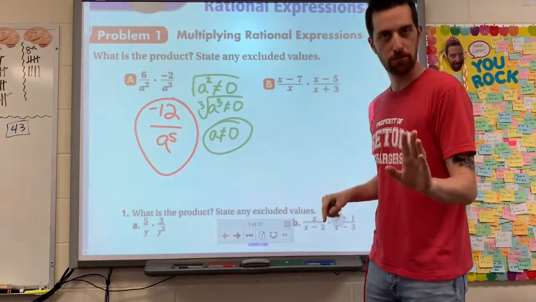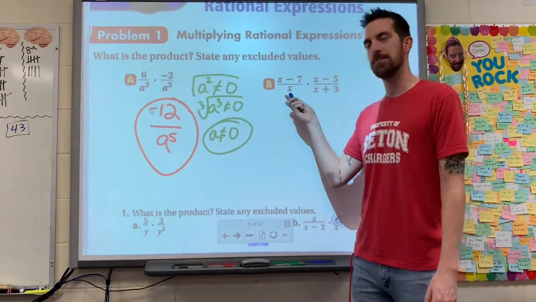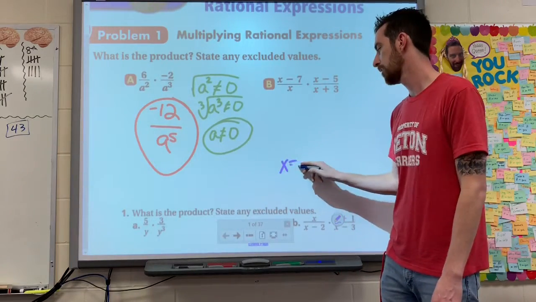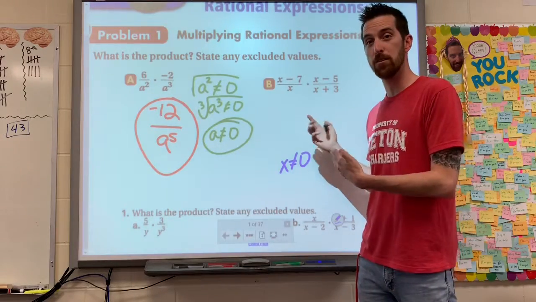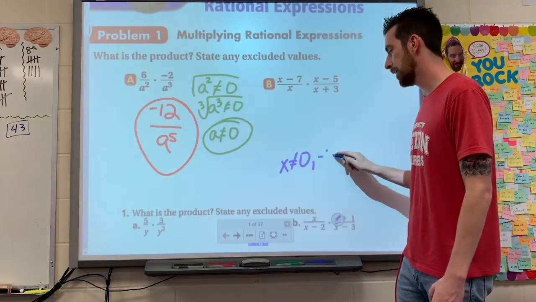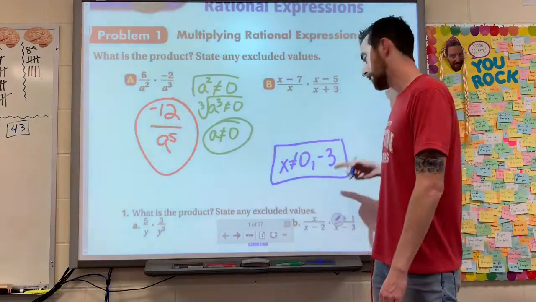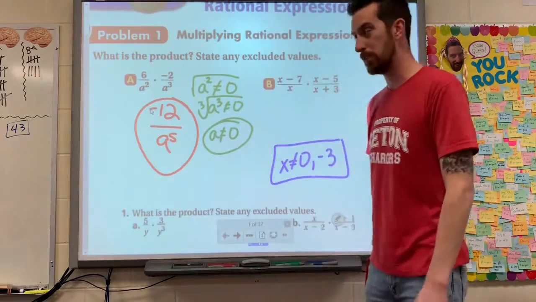Let's do our exclusions right now. While we've got it a nice pretty fraction, what could this x not equal? 0, right? This one, x plus 3 cannot equal 0. So if you subtract the 3, then x could not equal negative 3. Those are our two exclusions. X cannot equal 0 and x cannot equal negative 3. Then we go ahead and we just start multiplying stuff.